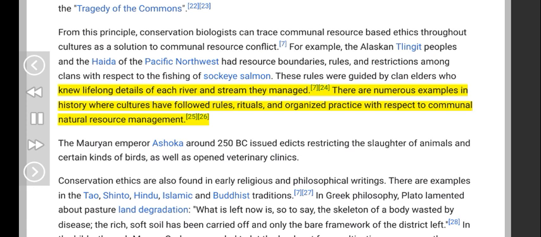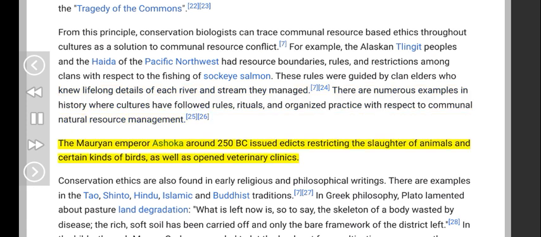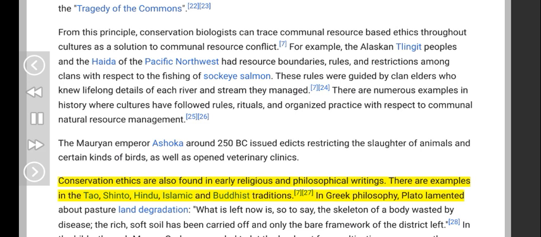There are numerous examples in history where cultures have followed rules, rituals, and organized practice with respect to communal natural resource management. The Mauryan Emperor Ashoka around 250 BC issued edicts restricting the slaughter of animals and certain kinds of birds, as well as opened veterinary clinics. Conservation ethics are also found in early religious and philosophical writings. There are examples in the Tao, Shinto, Hindu, Islamic and Buddhist traditions.